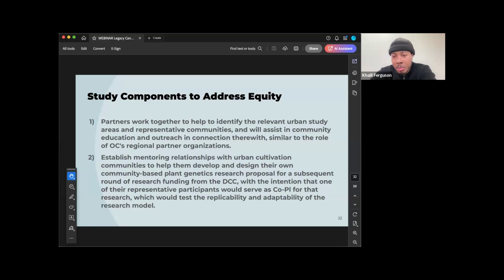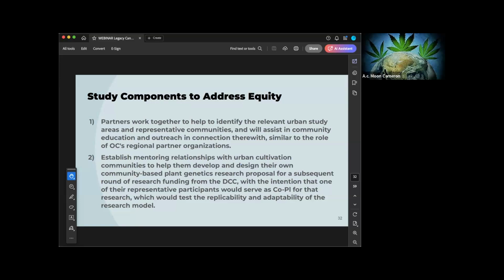I see AC Moon Cameron in the queue. Feel free to unmute and come off camera. Thank you. I'm not sure if my camera is going to work in this space. I am on a farm in Humboldt County, and our video tends to not have very broad bandwidth. So I apologize if my picture doesn't come up.